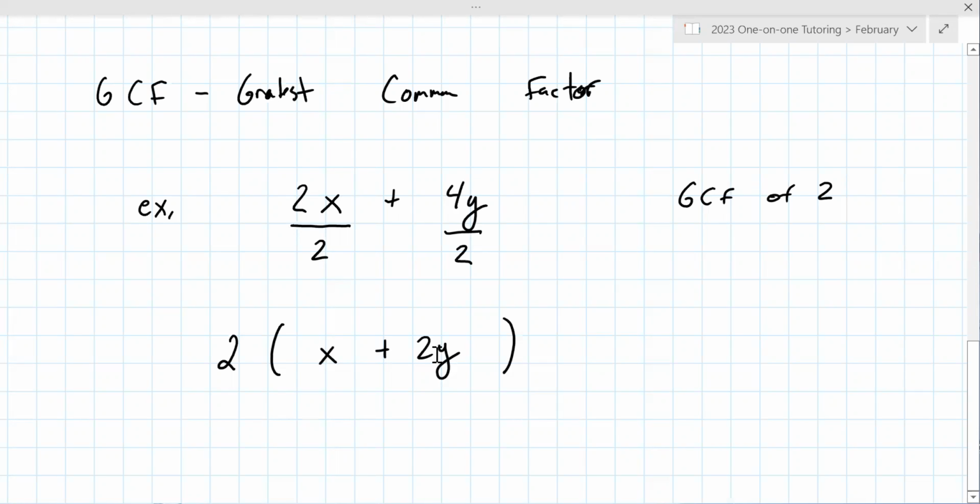Good. Now, if we were to distribute this 2 in, do you get back to the previous line? Is 2 times x 2x? Is 2 times 2y 4y? Yes, it is. All right, so let's look at another one here. Let's say it's 5x squared plus 10y squared. What do you think the GCF is in this problem? What is the largest number that goes into both 5 and 10? 5. So your GCF is 5.